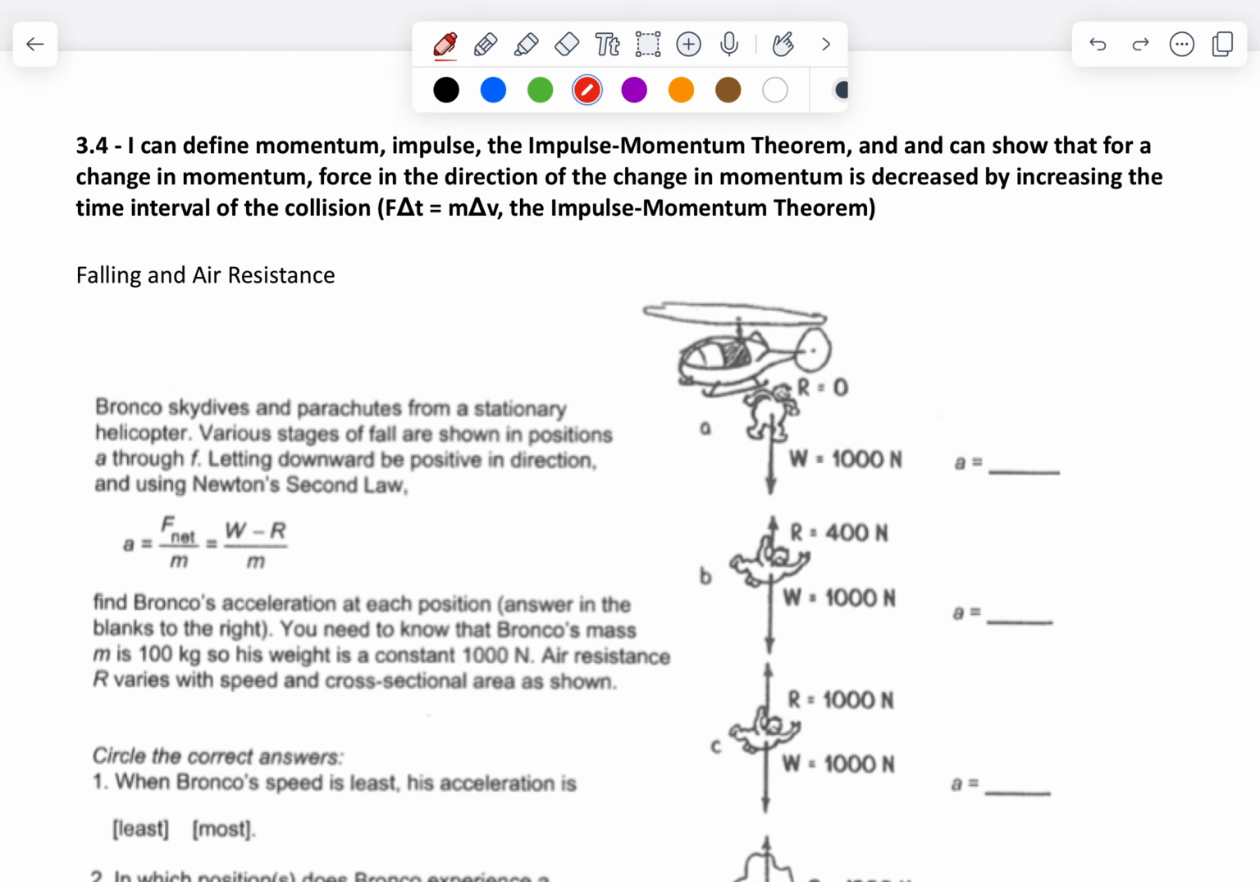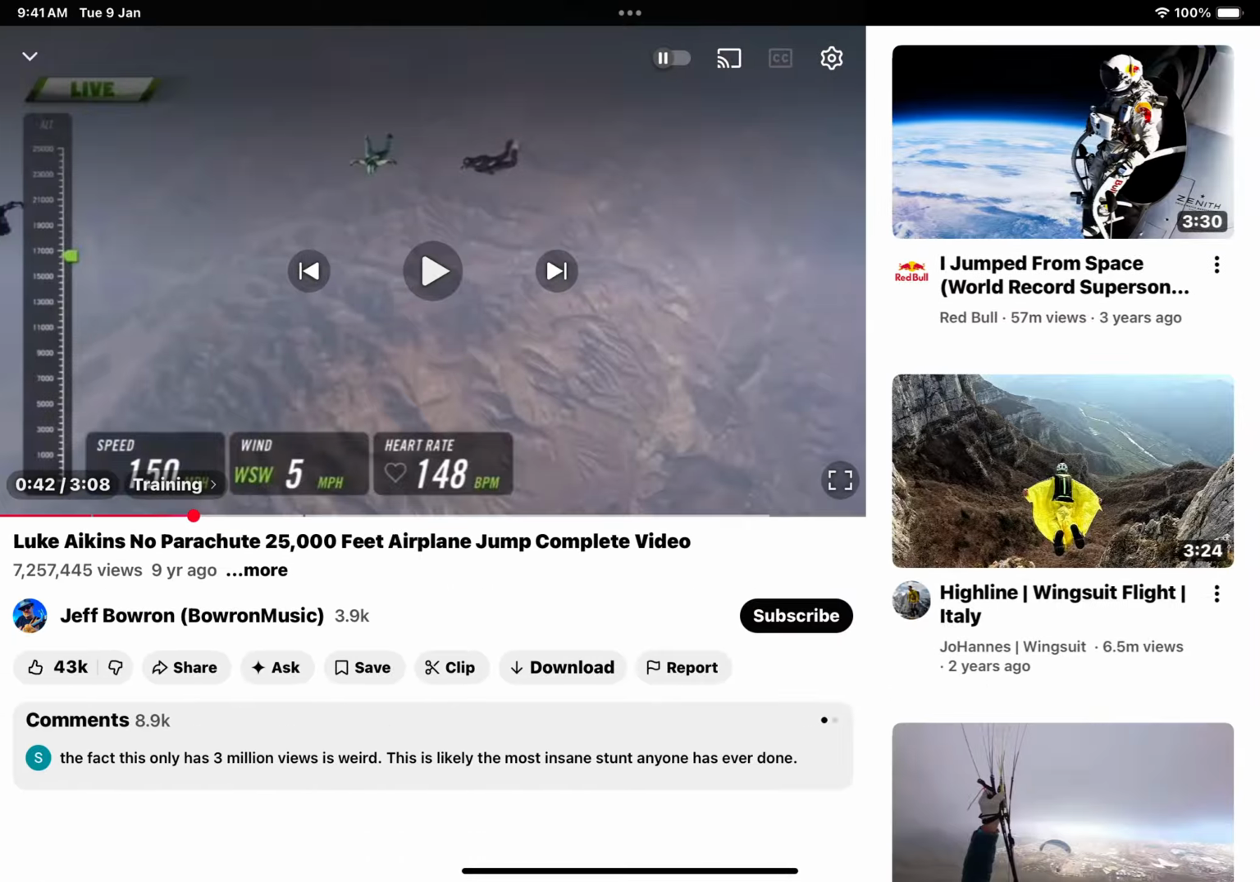Welcome everybody. We are at 3.4 and we're looking into the impulse momentum theorem, which is this down here. Force times change in time is equal to mass times change in V. And we're going to do this through the phenomena of a guy named Luke Aikins who decides to jump out of a plane without a parachute.